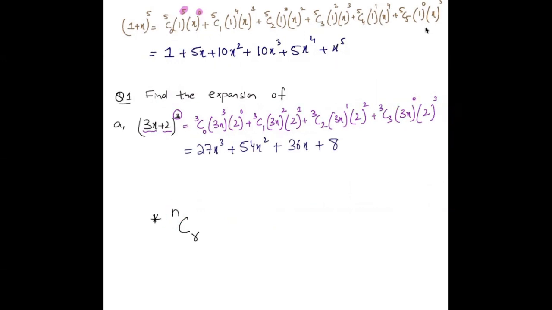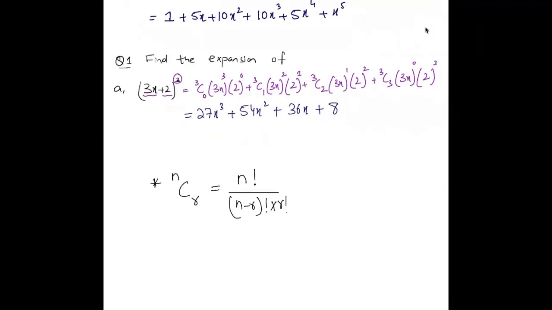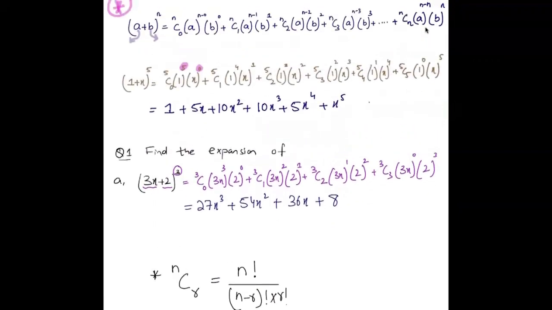Okay, I'll show you the question, but just for now, if I want to evaluate NCR, the formula that you are going to use is: NCR is equal to N factorial over N minus R factorial times R factorial. Now, I'll show you with the example. For example, I need to evaluate, I'll take the above example, 5C3.